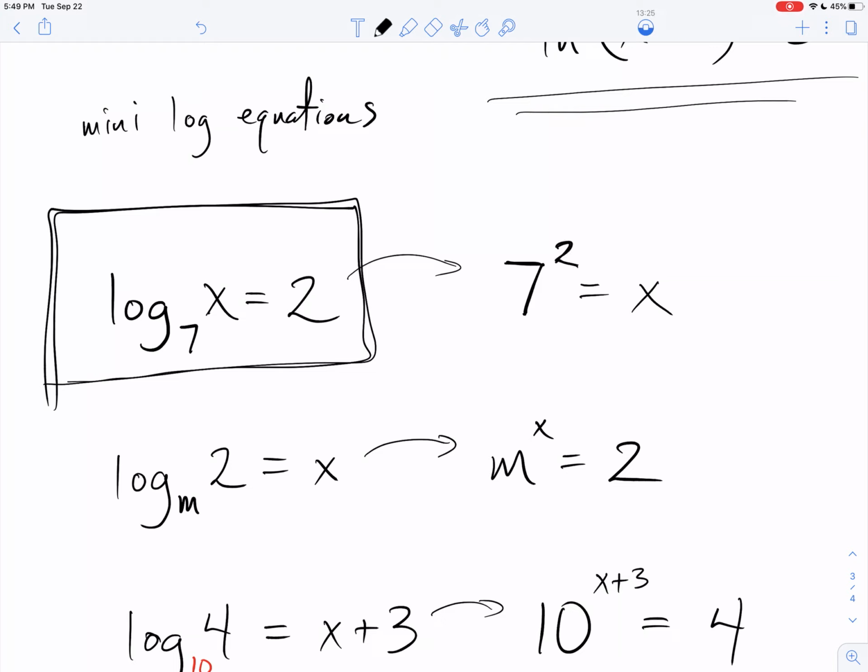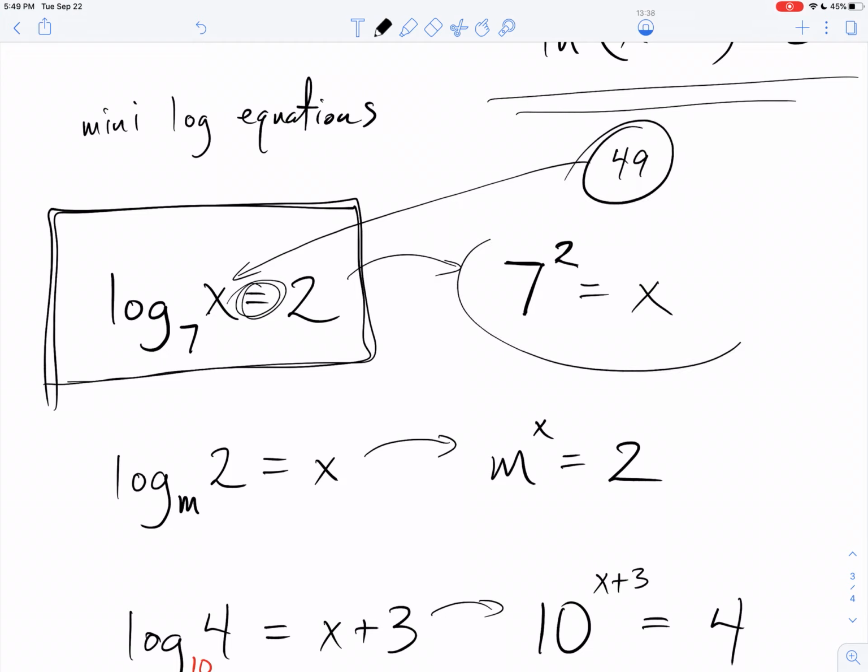Well, wait a minute. What is 7 squared? It's 49. So I just solved this equation. See, it's got an equal sign, so it's an equation. Oh, I just solved it, and the answer is 49. How did I solve it? Because I knew that converting is one of the tricks I can use to get the answer. So converting is one of our techniques for solving things.